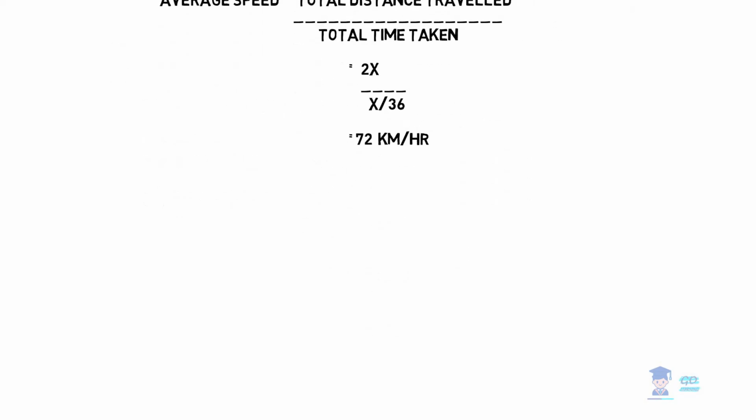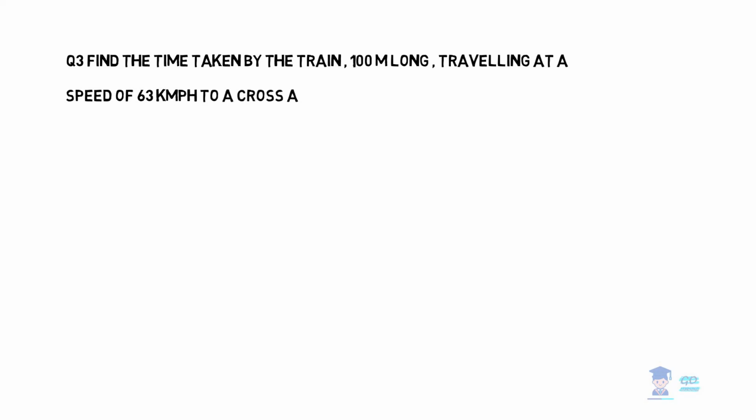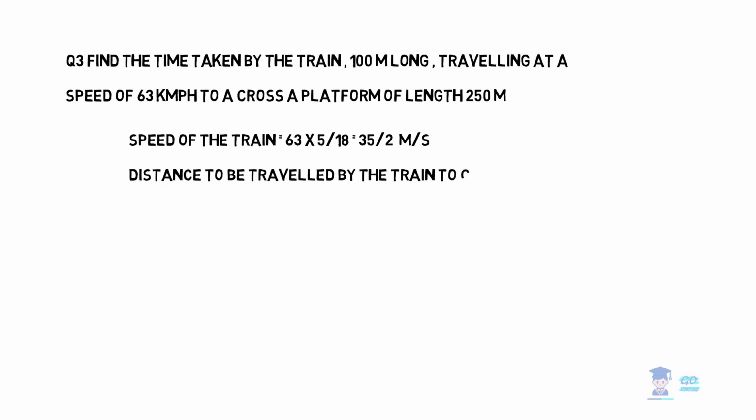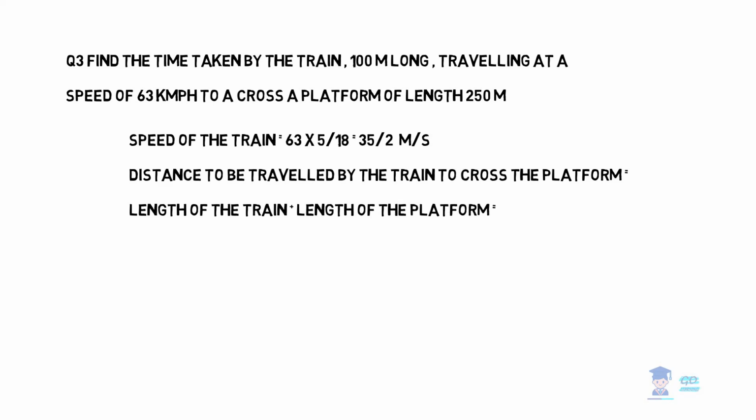Next question. Find the time taken by a train 100 meters long, traveling at a speed of 63 kilometers per hour, to cross a platform of length 250 meters. Speed is given in kilometers per hour, so I am converting it into meters per second by multiplying by 5 by 18. That's 35 by 2 meters per second. The distance to be traveled by the train to cross the platform is the length of the train plus the length of the platform, because it has to cross both lengths. So 250 plus 100, that's 350.